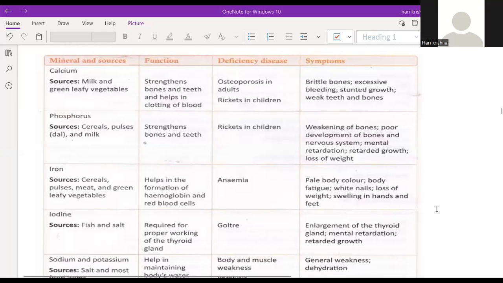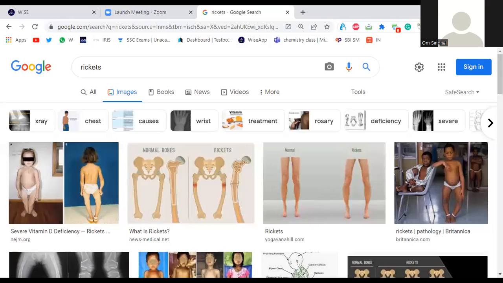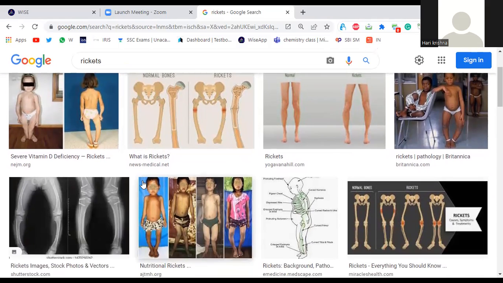Okay, just wait a minute. I will show the image of rickets also. Deficiency of calcium causes rickets in children, and osteoporosis in adults. Osteoporosis is also the same, a deformation in the bone only. Rickets and osteoporosis both are the same. Don't confuse, we're just using different terminology. Can you see the images now?